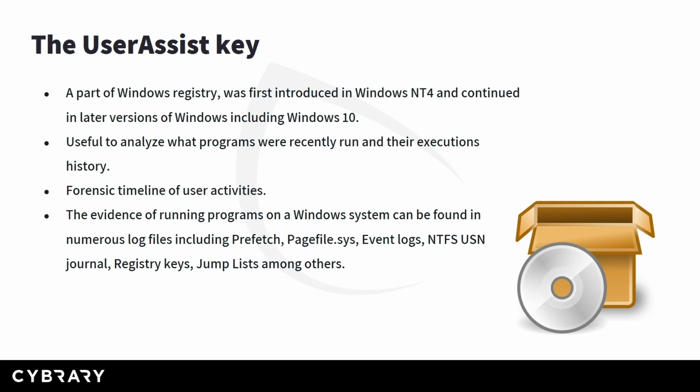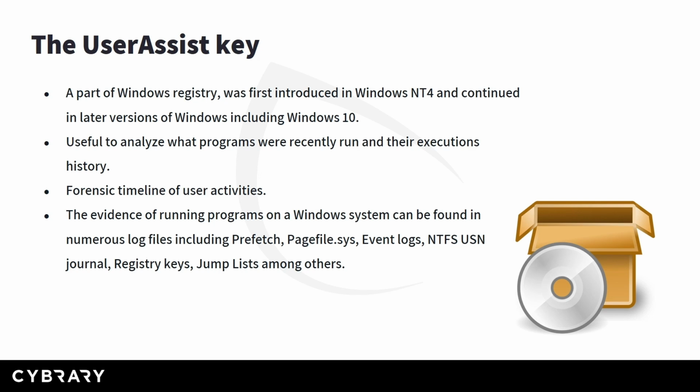The User Assist key, a part of the Windows Registry, was first introduced in Windows NT 4 and continued in later versions of Windows, including Windows 10. The User Assist key is a very useful resource in the area of program execution analysis to analyze what programs were recently run and their execution history. The information obtained from the User Assist key can also be leveraged in construction of a forensic timeline of user activities.